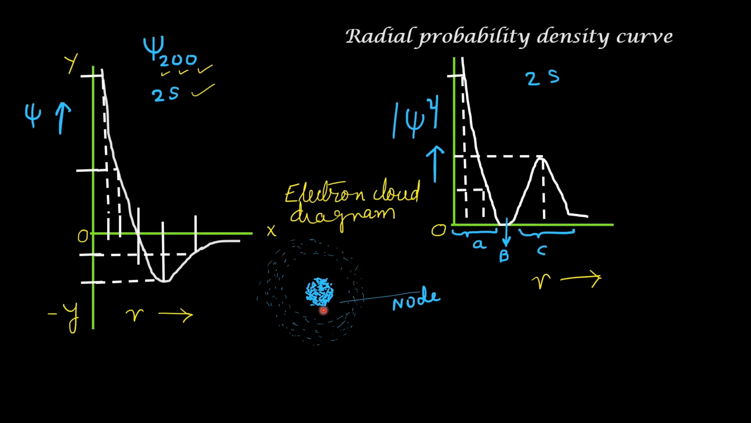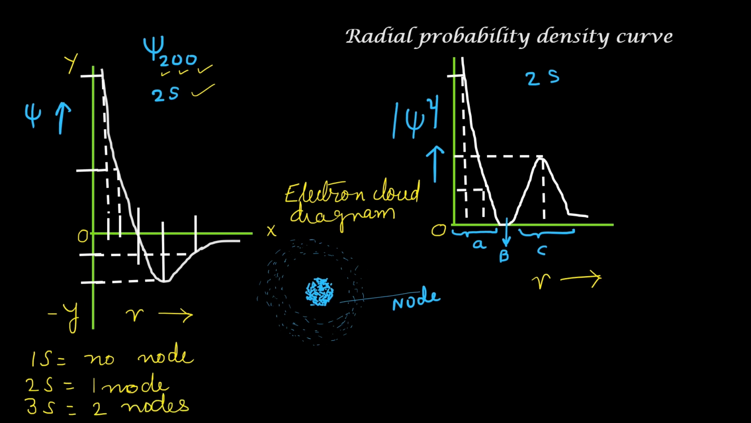This region where there is no probability of finding the electron, which corresponds to point B on the graph, is called the node. For 1s orbital, there is no node. For 2s orbital, there is one node. If you do this for 3s, you will get two nodes, and so on.